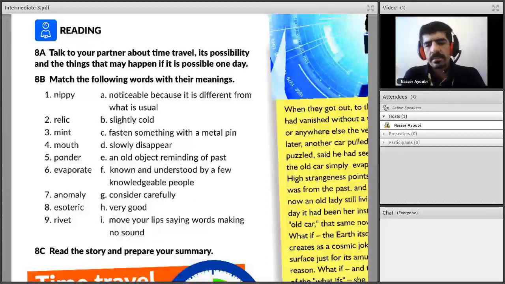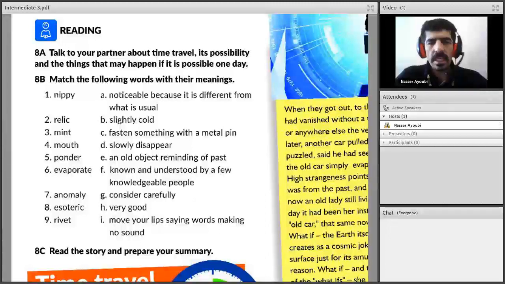Well, okay, let's go to part 8b. Match the following words with their meanings. Good. I'm going to read the words first, then match them with their meanings. 1. Nippy. 2. Relic. 3. Mint. 4. Mouth. 5. Ponder. 6. Evaporate. 7. Anomaly. 8. Esoteric. 9. Rivet.